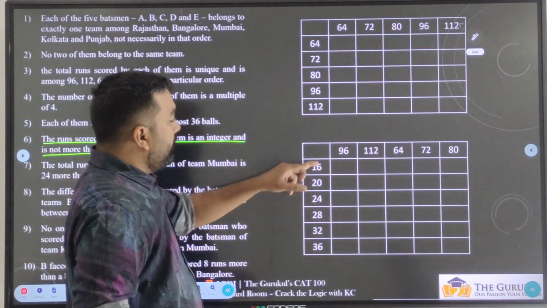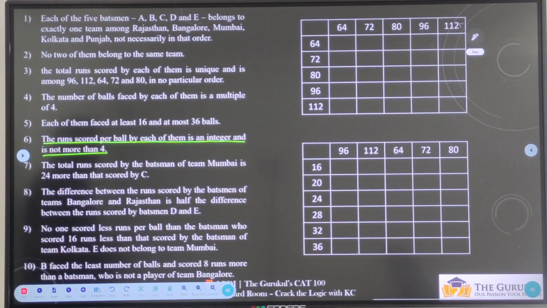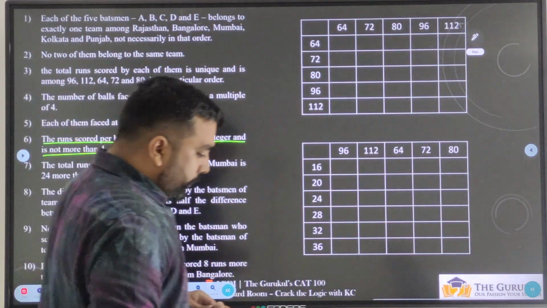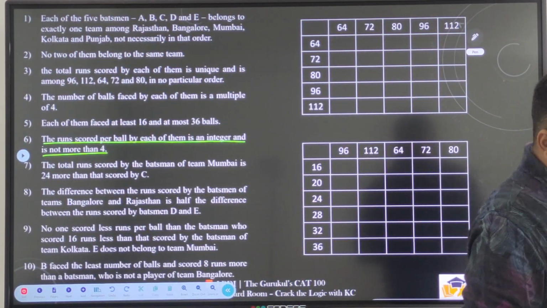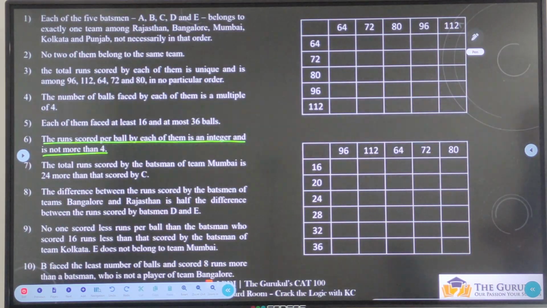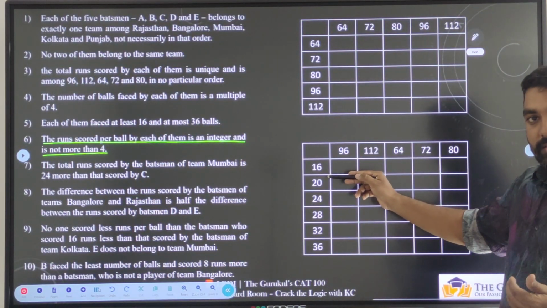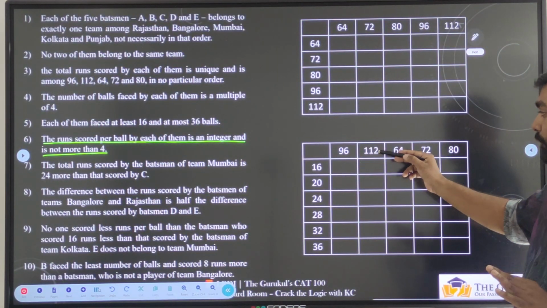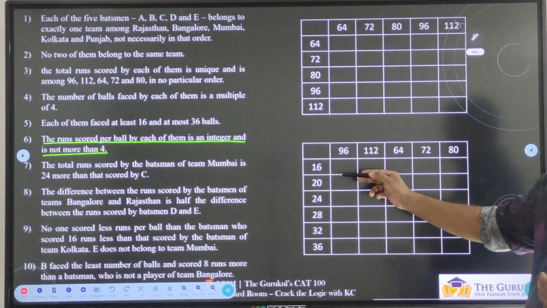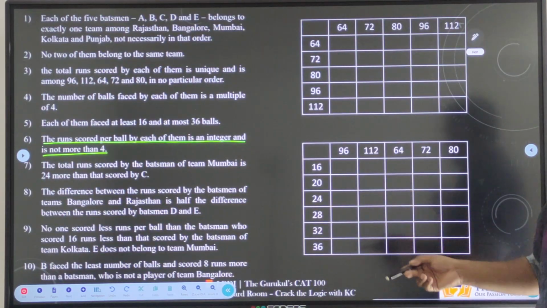Now let's try to divide. If I am dividing 96 with 16, what value will I get? Will I get less than 4 and also an integer? Will that be possible? Quickly check it out. Fill this table with that. Pause the video. I want 96 by 16. Can I get an integer less than 4? Yes, no. 112 by 16. Integer less than 4. Yes, no. 64 by 16. Integer less than 4. Yes, no.